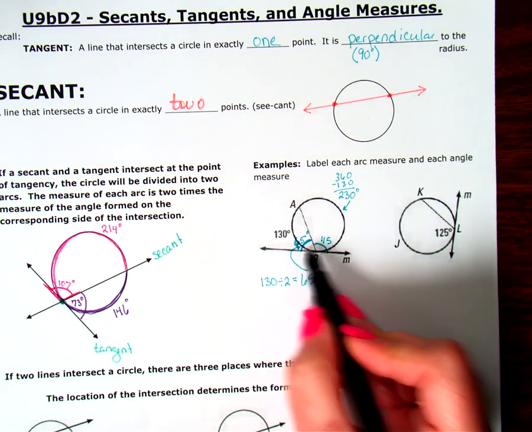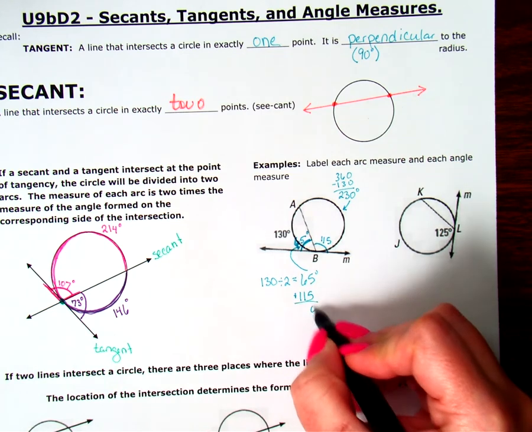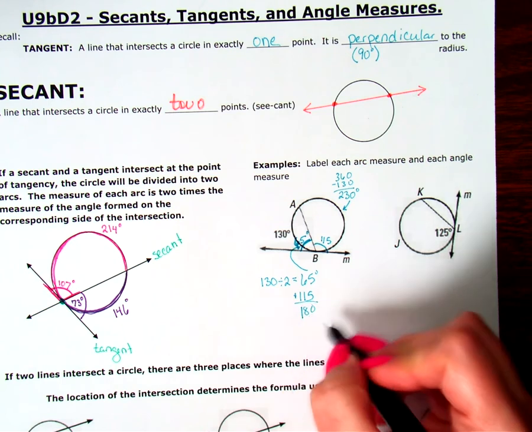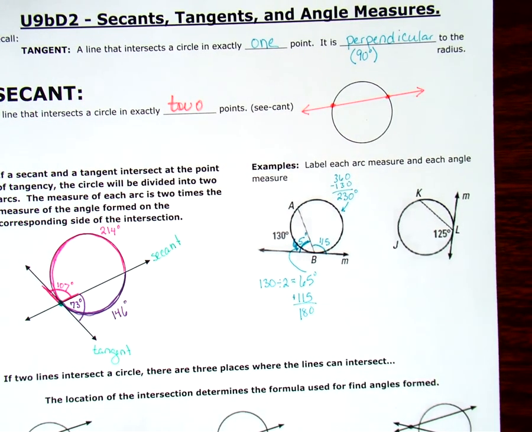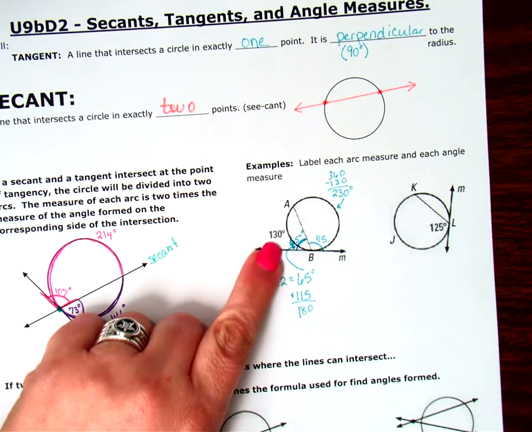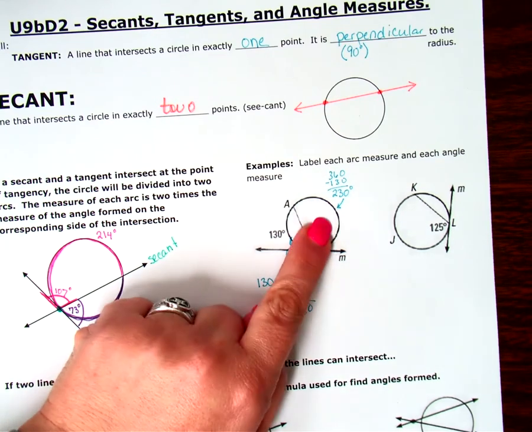Then look, if I do my 65 and my 115, I get 178, my 180 degrees for that whole line. Okay? Let's look at the next example. So here we started with an arc, and we found the other two angles and the other arc.